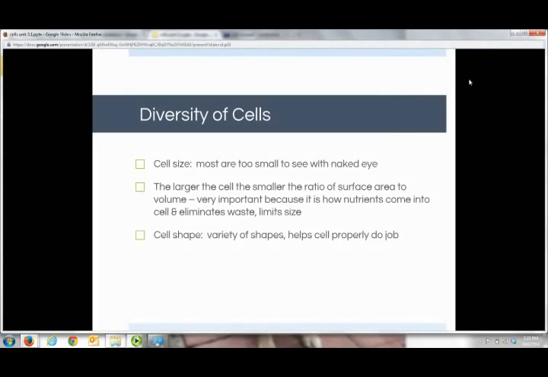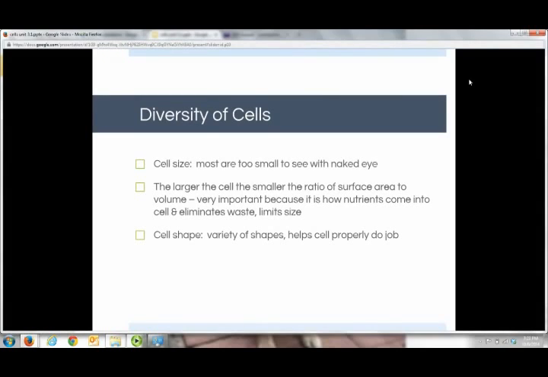Cells are actually pretty diverse. The size of cells can vary quite a bit, but most are too small to see with the naked eye. The largest human cell is the human egg, and that cell is said to be large enough that it can just barely be seen with the naked eye. But it is small enough that you would have to know it's there and know what you're looking for.